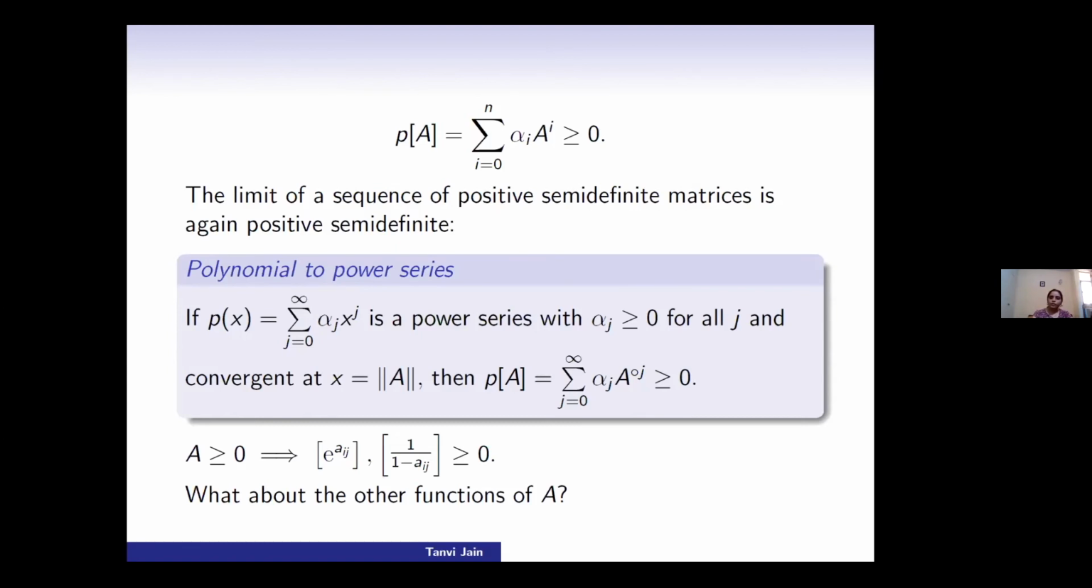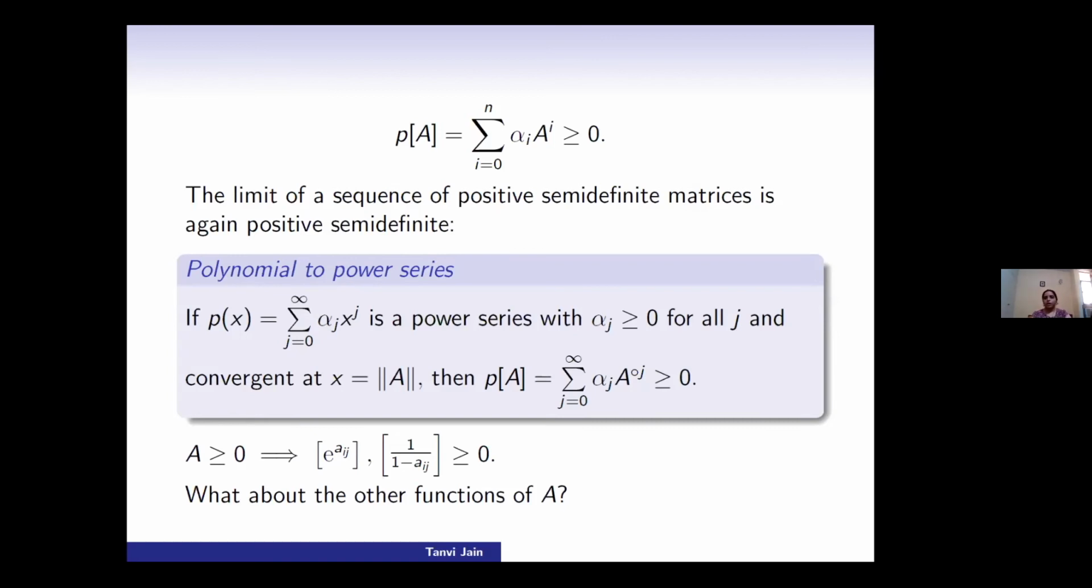So that gives us that if I start with a positive semi-definite matrix A, then e to the power a_ij will be positive semi-definite, and 1 by (1 minus a_ij) will be positive semi-definite. And these are important in studying kernels, in statistics, and so on. One can look at Professor Bapat's book, Non-negative Matrices and Their Applications.